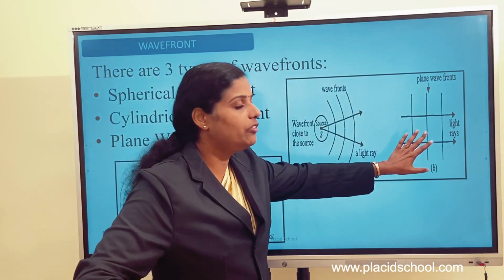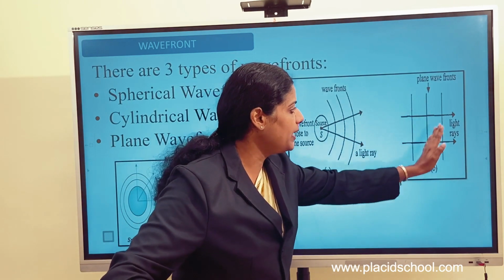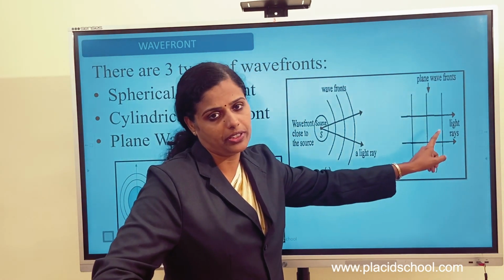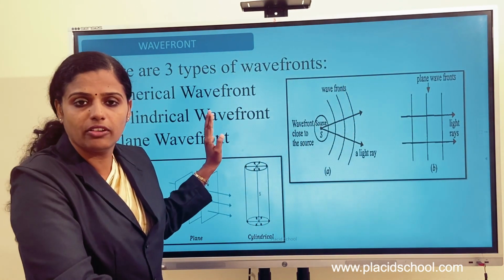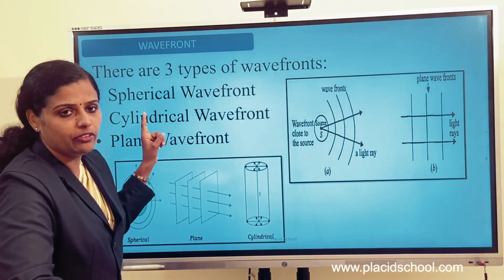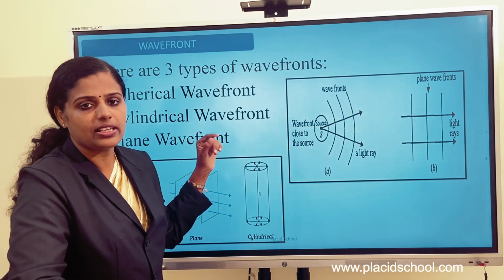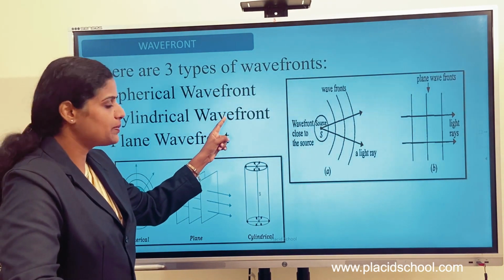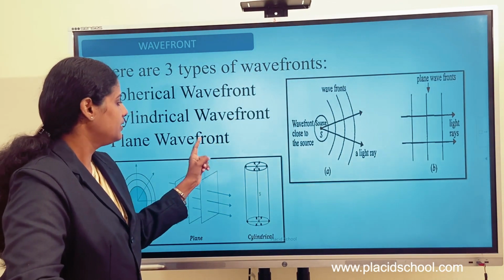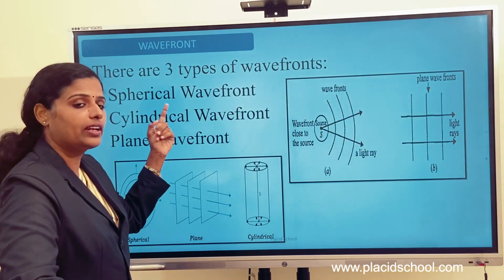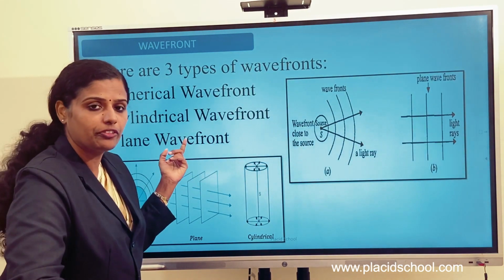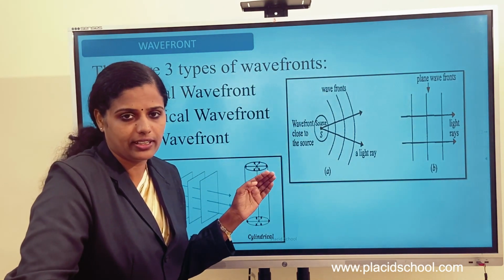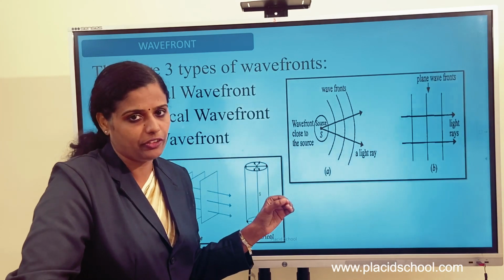This is the case of plane wavefront. This is the plane wavefront and the light ray is perpendicular to the wavefront. These are the different cases of wavefronts: spherical wavefronts, cylindrical wavefronts and plane wavefronts. This is created by point sources, this is by linear sources, and in this case, whether spherical or cylindrical wavefronts, the point sources or linear sources are at infinite distance or placed at infinity.